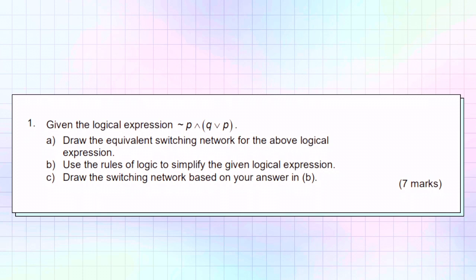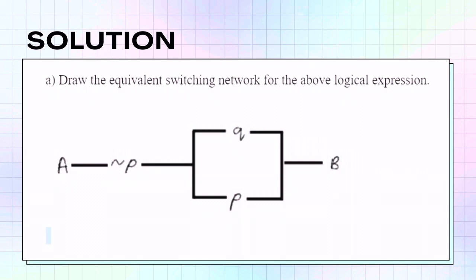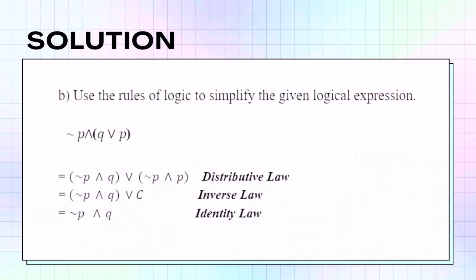Example 1. Given the logical expression not P and Q or P. A. Draw the equivalent switching network for the above logical expression. B. Use the rules of logic to simplify the given logical expression. C. Draw the switching network based on your answer in B. Solution 1A. Draw the equivalent switching network for the above logical expression. First of all, we start from A, then not P, then it separates to Q or P and ends with B.